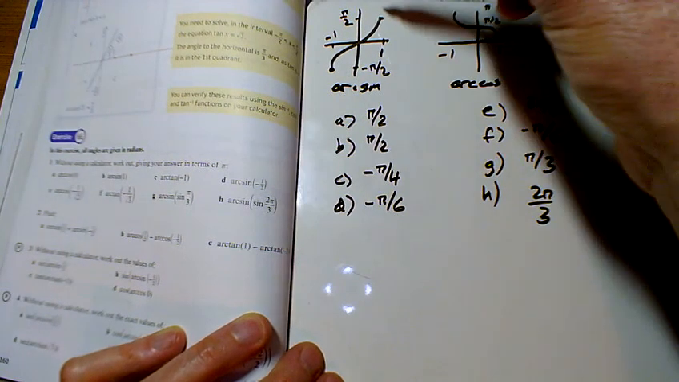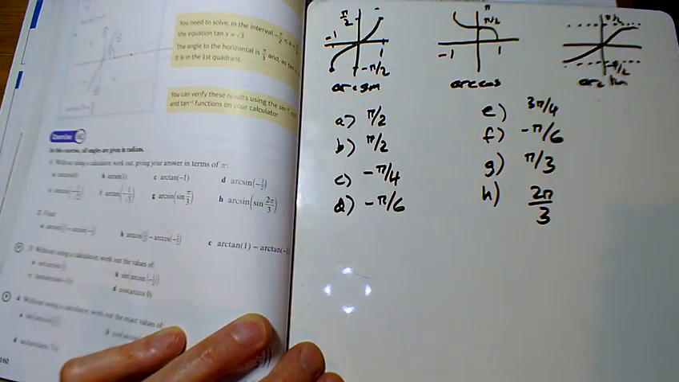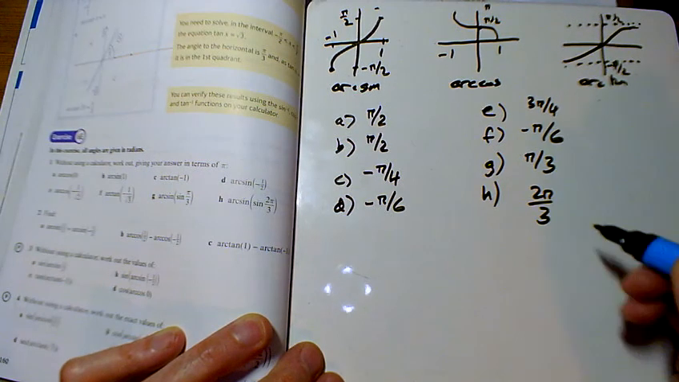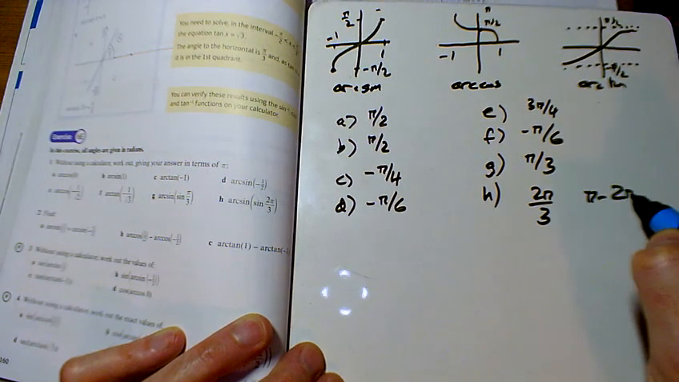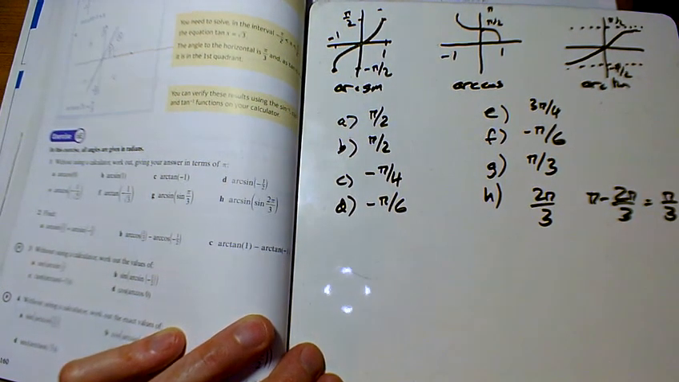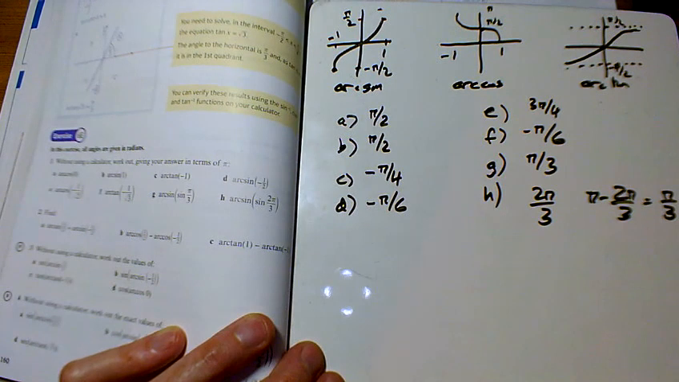But look, that's too big. It goes off the top there. So you remember how you get your second answer on that. It's pi minus. And pi minus gives you the answer of pi over 3 for that one there. I didn't do that very well.